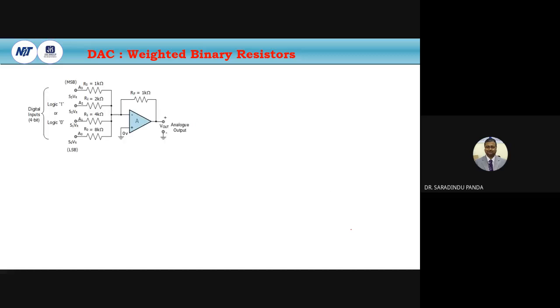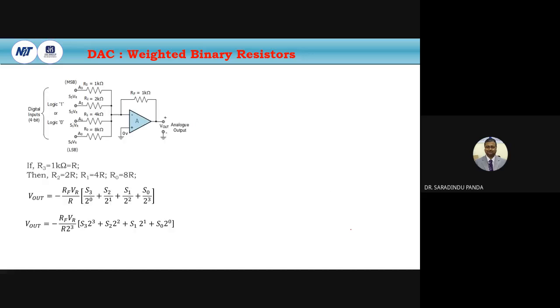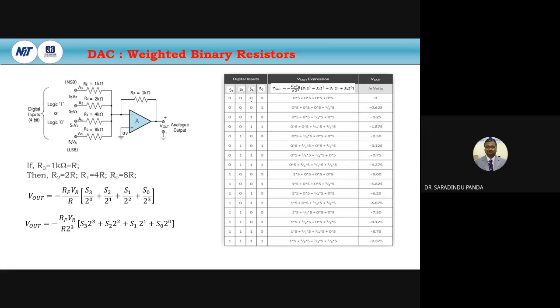So in general, we can write it like this. If S0, S1, S2, S3 range from 0, 0, 0, 0 to 1, 1, 1, 1, then using this formula, minus RF by R into 1 by 2 to the power of 3 into VR, S3 2 to the power of 3, S2 2 to the power of 2, S1 2 to the power of 1, S0 2 to the power of 0. Put the values here: S0, S1, S2, S3 are all 0. Then we will get 0 voltage at the output.